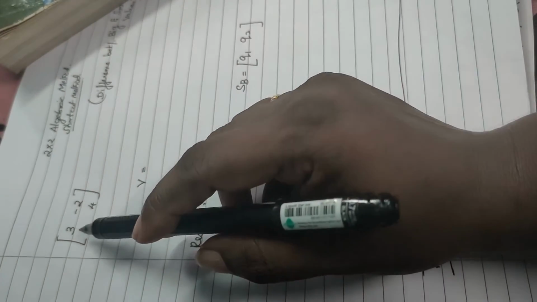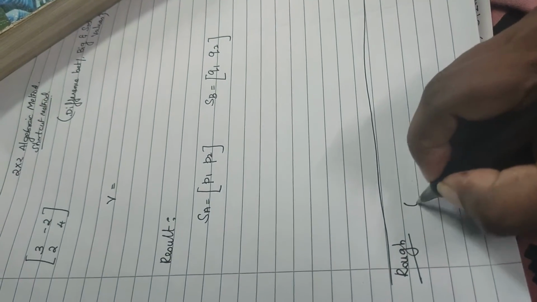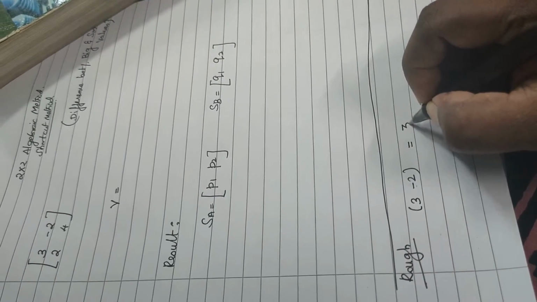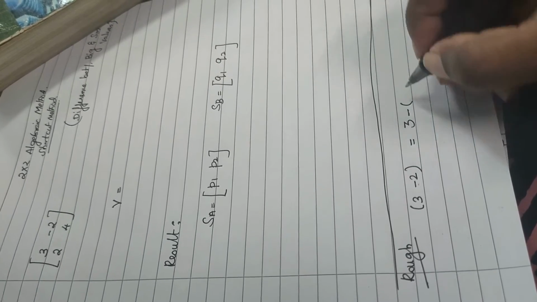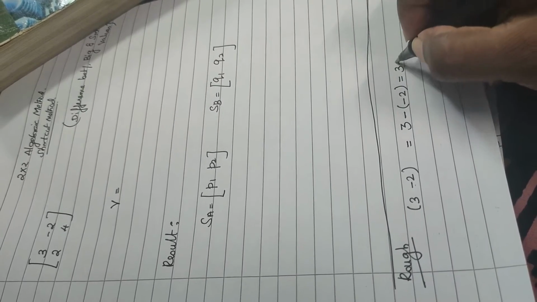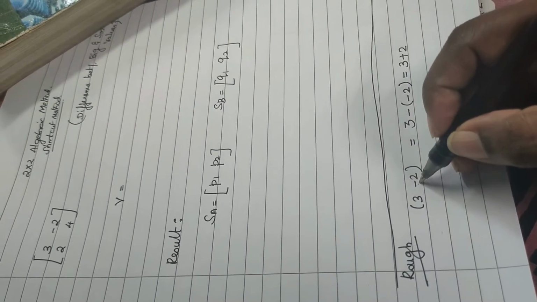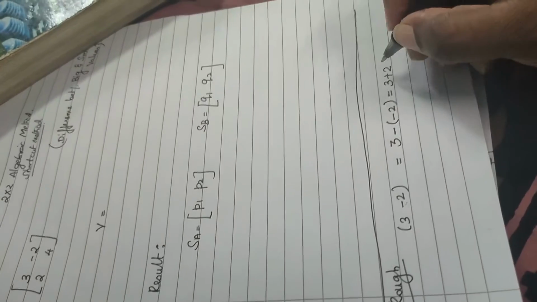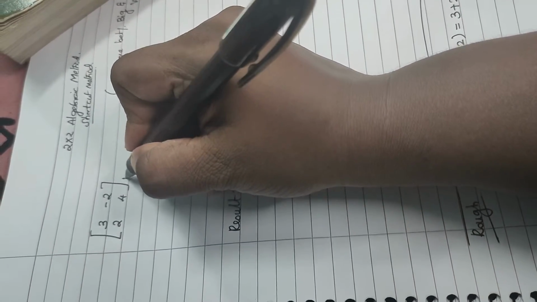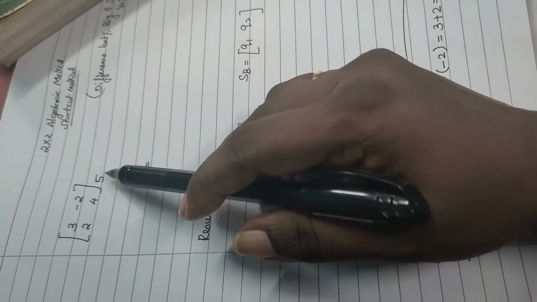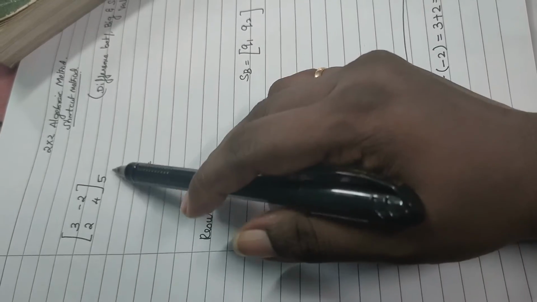So the first row has 3 and minus 2. The big value is 3, minus the small value, minus 2. So this becomes 3 plus 2. The idea is if you have a negative value, just add the two numbers. If you don't have a negative value, subtract the two numbers. So here you get 5. And this 5, I am going to write below, in the second row.